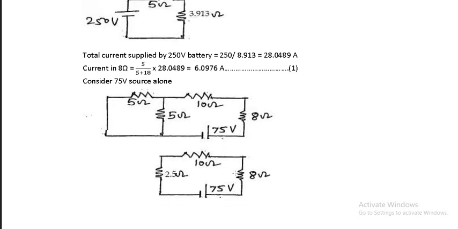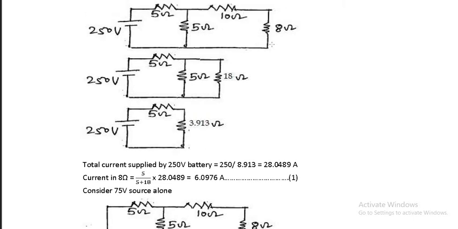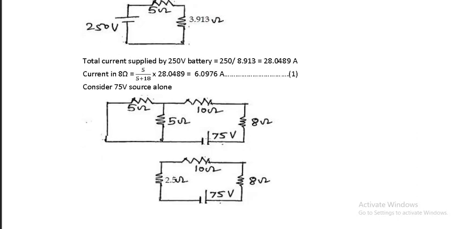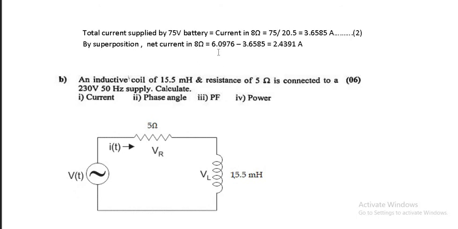But the thing to be noted over here is, you can see from here, this is the positive terminal, so current will be passing like this and passing like this. So through 8 it is moving from up to down, right? But when I talk about this source, how is it moving? This is the positive polarity, so current will be flowing like this, so it will be flowing from down to up. So if I am talking about the 8 ohm resistance, it will be 6.0976 minus 3.6585, that will be 2.4391 amperes.